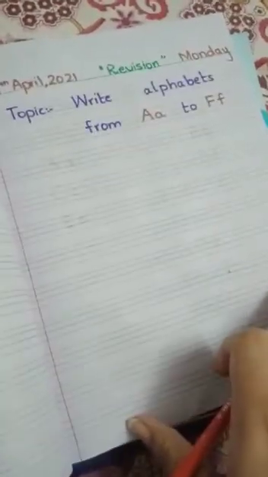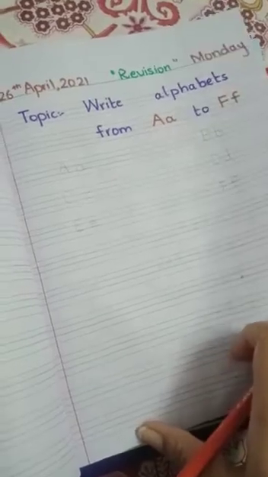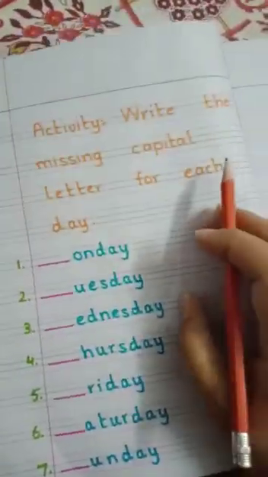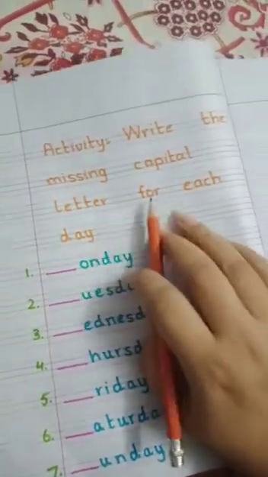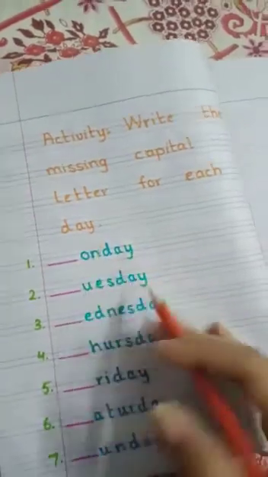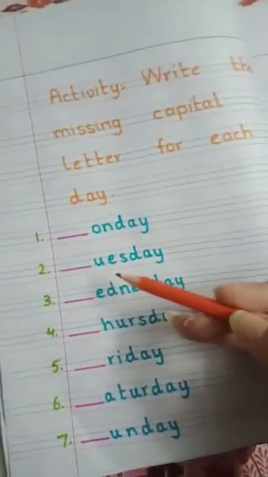This is your work you have to do with the help of your parents neatly. I will give you stars and a smiling face. Turn your page. Wow, what is this? Activity. Write the missing capital letter for each day.